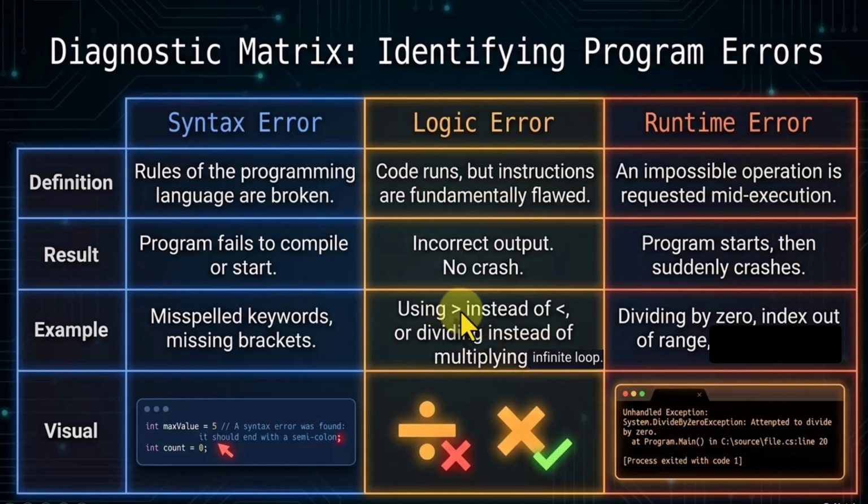Examples, for example, using larger instead of smaller, or dividing instead of multiplying. Now they are accepted operations, acceptable operations in programming. So your program will just keep doing that. It does not understand that this is wrong, because as we told you, computers are mindless machines which are only good in following instructions.